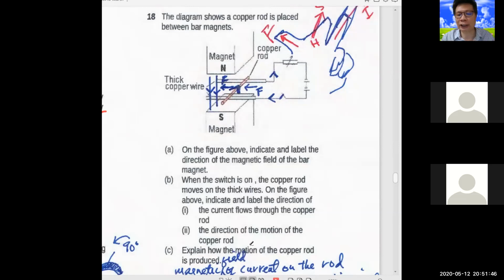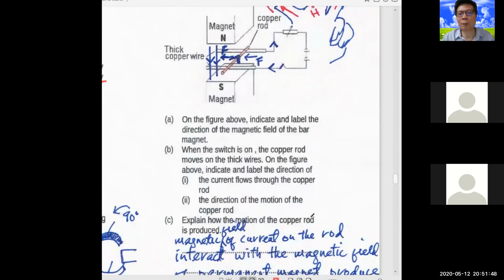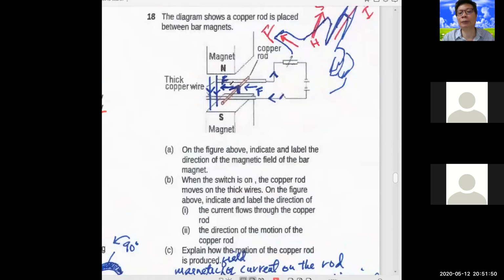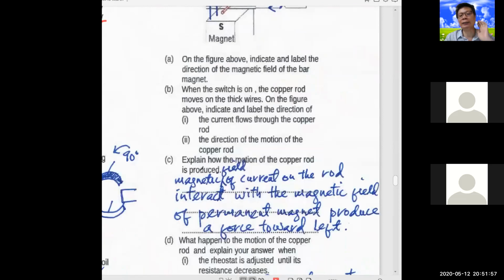Now next, they ask you to explain how the motion of the copper rod is produced. They ask you to explain how this force is produced, you know. Okay, the answer is as this. The answer, you see carefully now, you must say like this: magnetic field of current on the rod interacts with the magnetic field of permanent magnet, produces a force towards left. Okay, you just write like that.